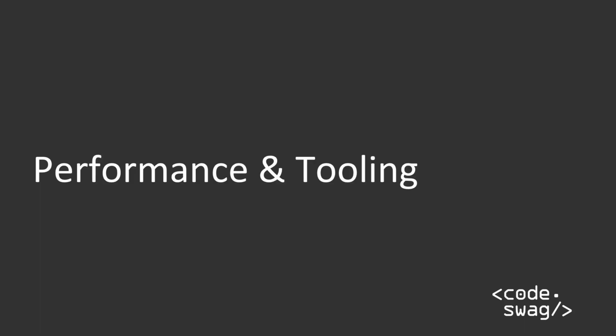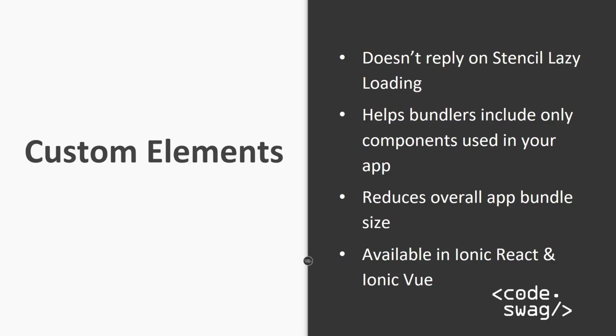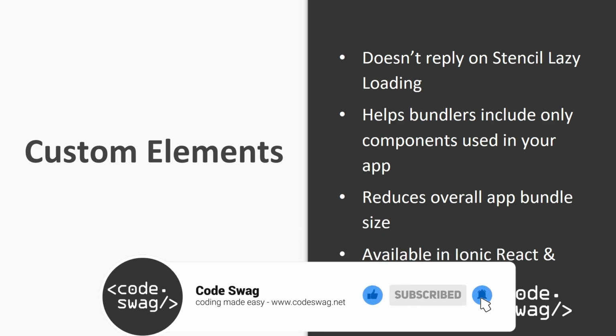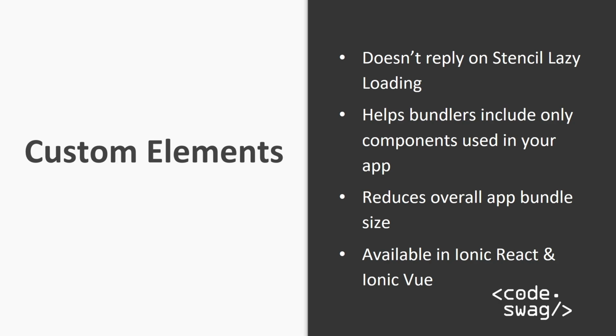The next major update category we will look at is regarding performance and tooling updates. Ionic 6 ships with a new build of Ionic called the Custom Elements build. This build does not rely on Stencil's lazy loading and helps bundlers include only the components that you use in your application. This can reduce the overall size of your app. While the exact savings will vary from application to application, the Ionic team is pretty confident that most apps will see bundle size reductions with this change.